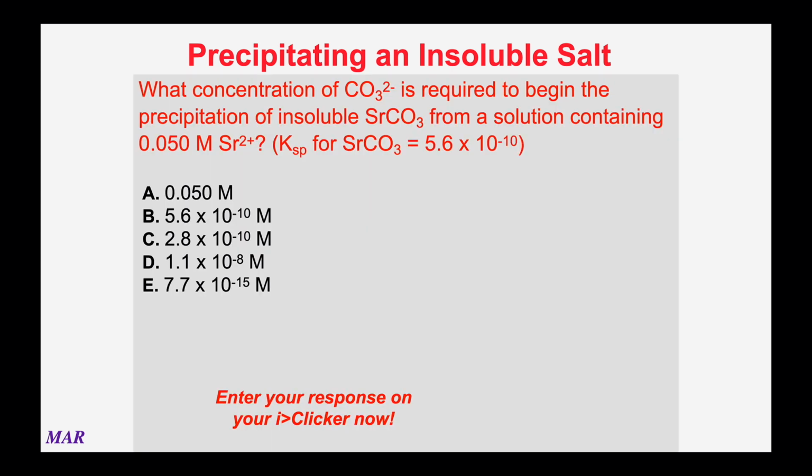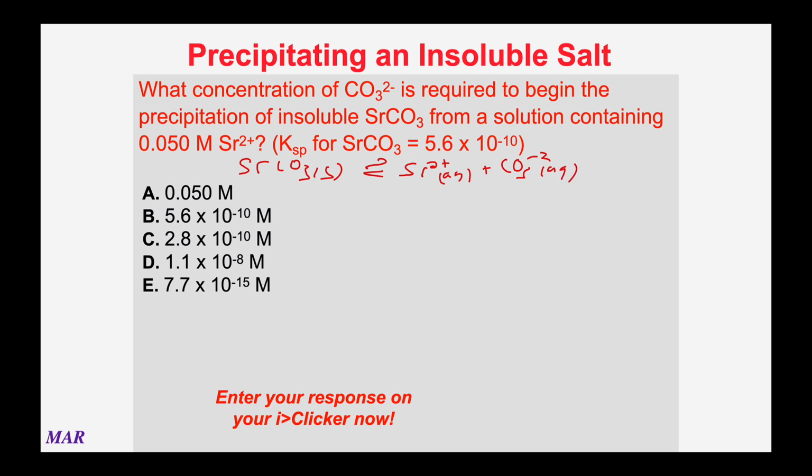Here's a question. What concentration of carbonate is required to begin the precipitation of insoluble strontium carbonate from a solution which has 0.050 molar strontium 2 plus? And there's the Ksp for strontium carbonate, 5.6 times 10 to the minus 10. Okay, most of the time, all right, you're going to solve for one of the missing pieces in the Ksp expression. And for this problem, you would write SrCO3 solid in equilibrium with the ions strontium 2 plus aqueous and carbonate.